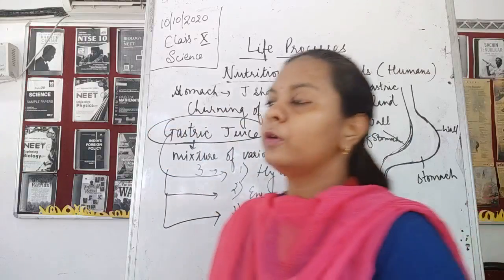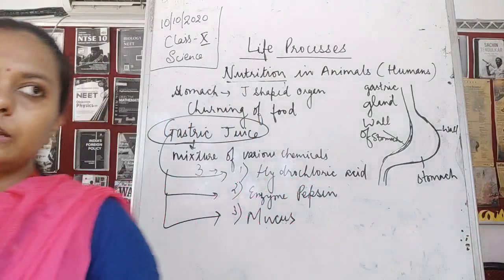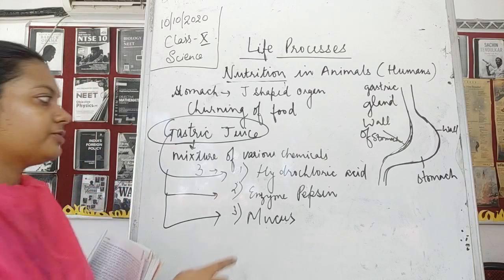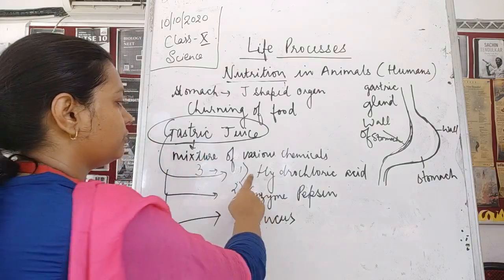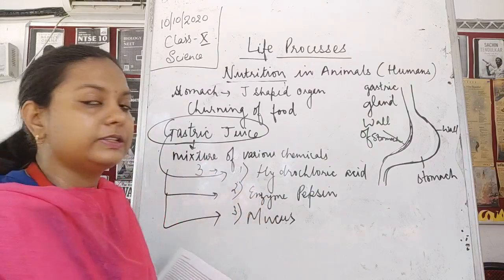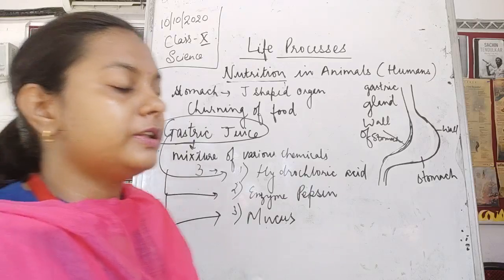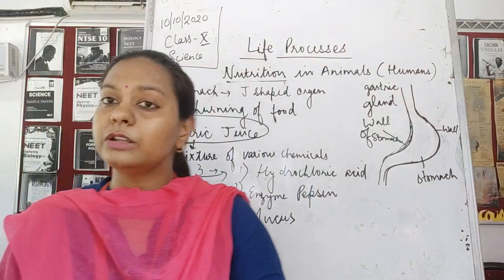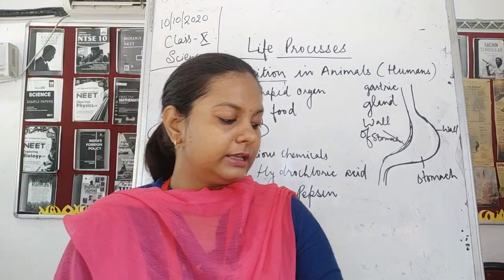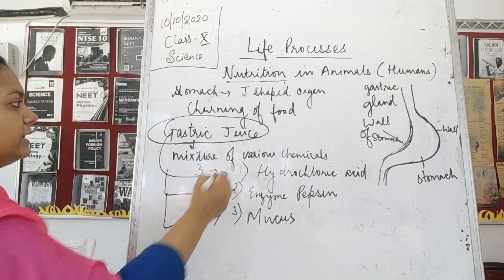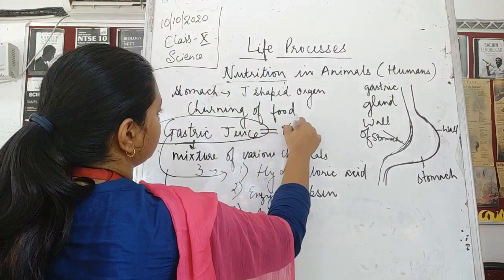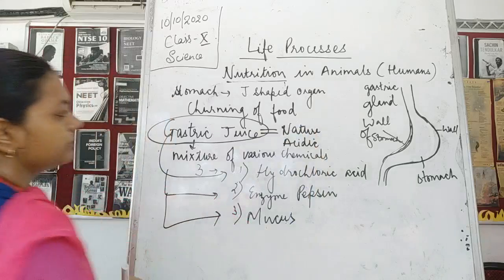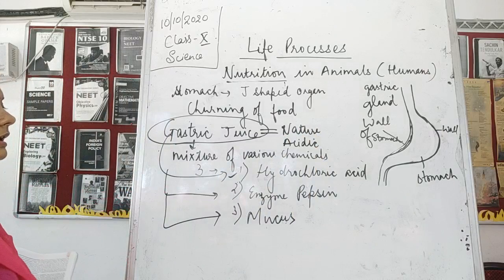If somebody has to write what the different components present in the gastric juice are, children, please remember gastric juice is a mixture of 3 chemicals. One is the hydrochloric acid, other one is the enzyme pepsin, and the next one is the mucus. Now, what are the various functions of each of them? Due to the presence of hydrochloric acid, the gastric juice is acidic in nature. So, what is the nature of this gastric juice? The nature is acidic. Now, why is it acidic? Because of the presence of this hydrochloric acid.